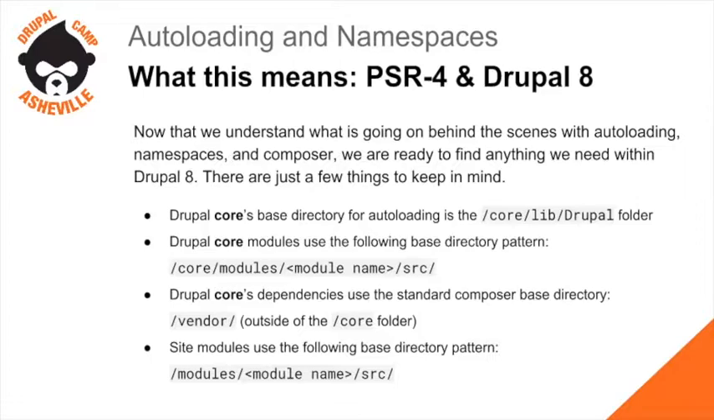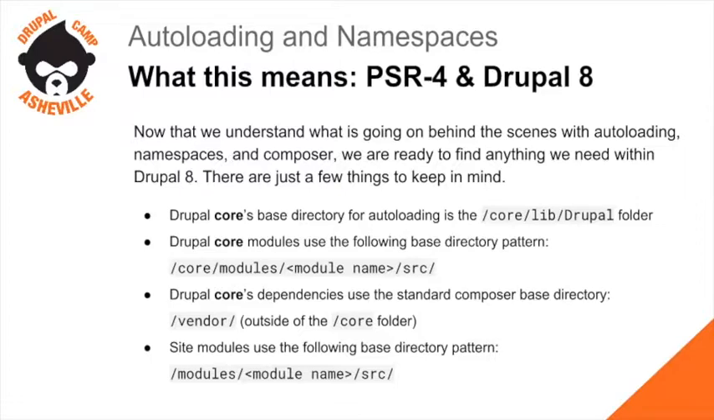Drupal's file system is a little different, and I got a better slide than this. Drupal core libraries that aren't a part of any Drupal modules live in the core folder, lib folder, Drupal. Drupal modules live in core modules, module name. Dependencies that aren't created by Drupal live in a vendor folder. And custom modules for your site live in a modules folder.